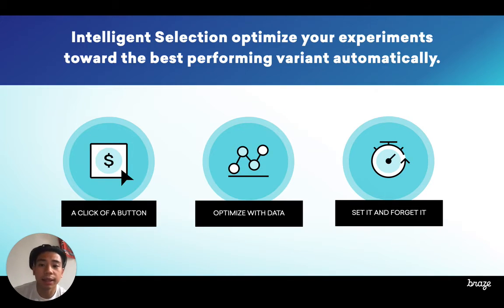At the end of the day, intelligent selection is great because you can turn it on with a click of a button instead of having to complete a lengthy workflow. It lets you optimize your campaigns using data rather than hunches. It enables you to set it and forget it, with intelligent selection turning off on its own when it's done finding the top performing variant. In summary, intelligent selection optimizes your experiments towards the best performing variant automatically. So there's no need to sit there waiting for the results to come in.